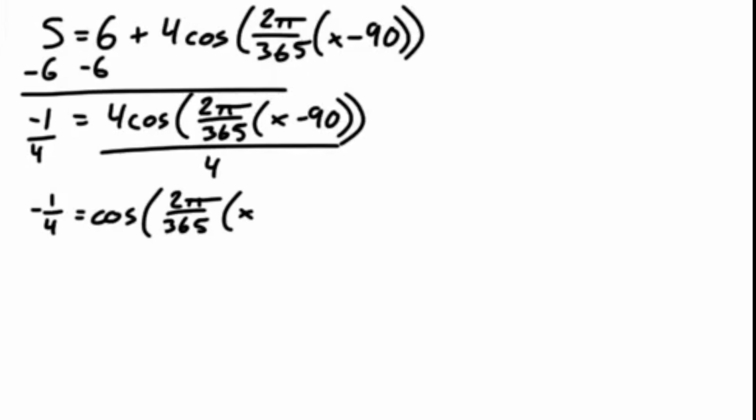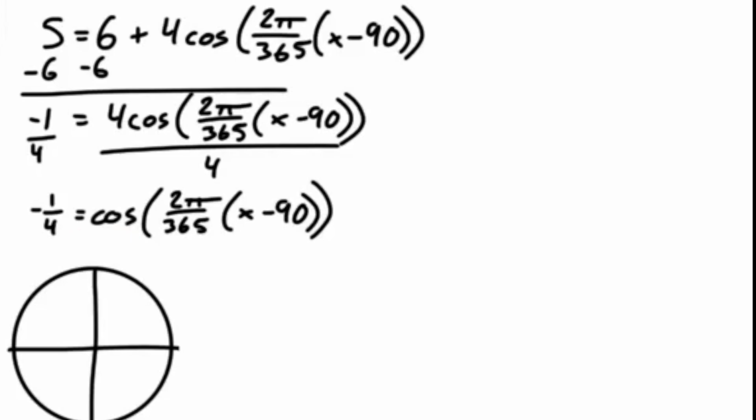And now that I've gotten the trig function by itself, and it equals negative 1/4, we can start to think about the unit circle. So I remember that cosine is related to an x value on the unit circle. So I want the x value to be negative 1/4. Well, negative is this way, and 1/4 is pretty small. This is negative 1 over here. So negative 1/4 would be like that.